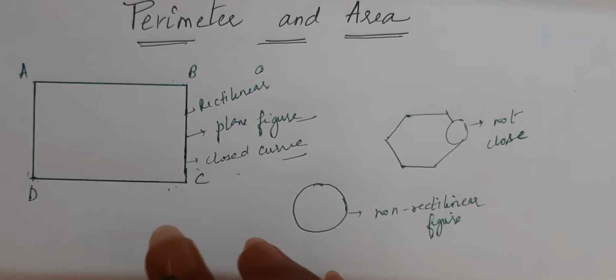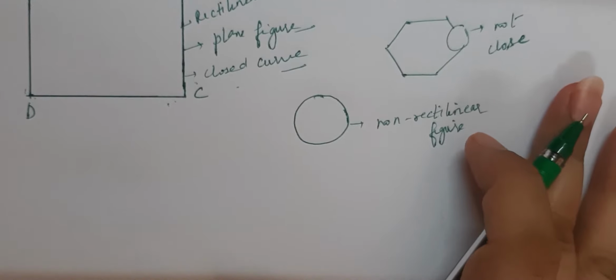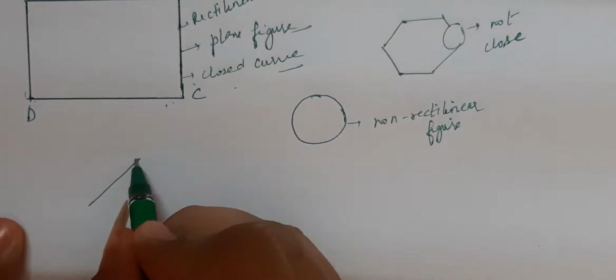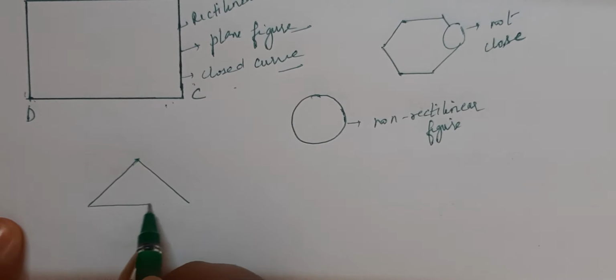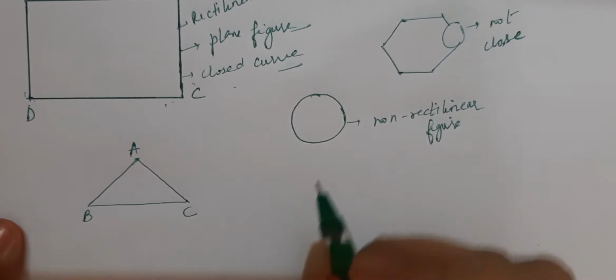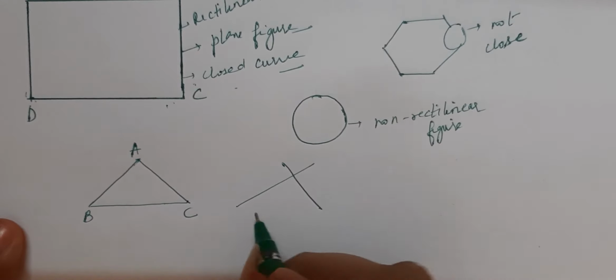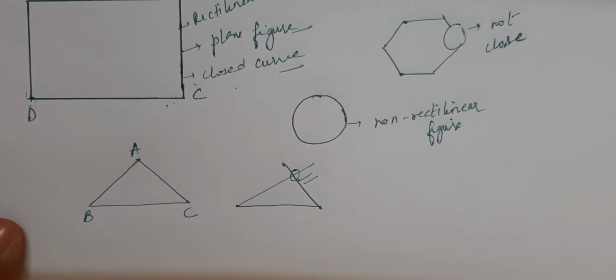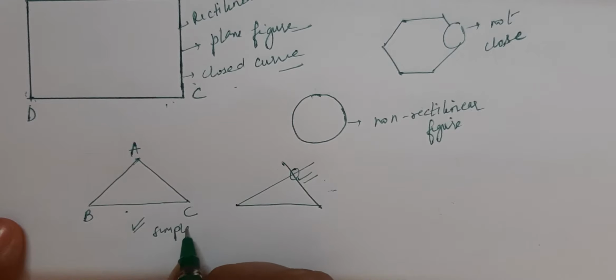So what is a simple curve and a not simple curve? Let's suppose I take a triangle here. It doesn't have any crosses. No line crosses itself. They're all joining to each other. But if the lines are like this, they're crossing each other. If they are crossing, then it's not a simple curve. If they are not crossing, then it's a simple curve.